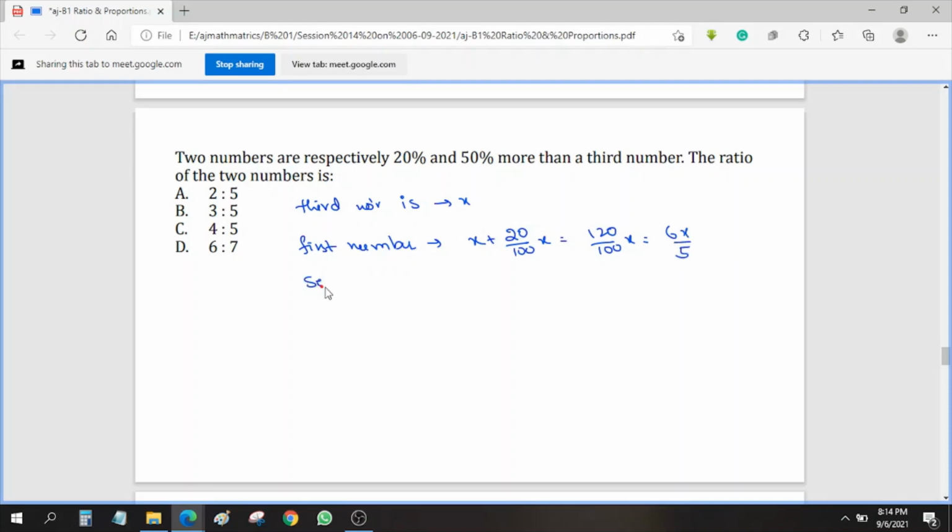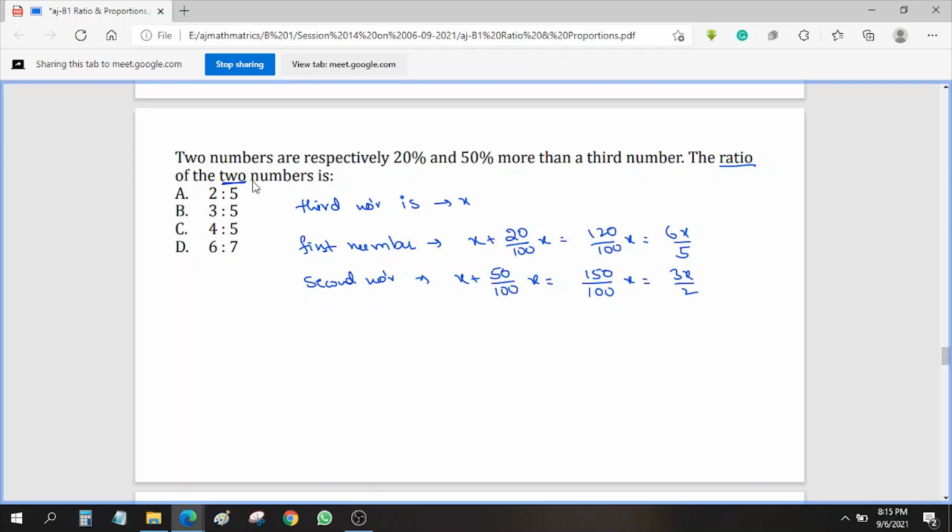And when it comes to the second number, the second number is 50% more than the third. So x plus 50 by 100 of x, which is 150 by 100 of x, that is 3x by 2. This is the second number. Now what we need to find out? The ratio of the two numbers.